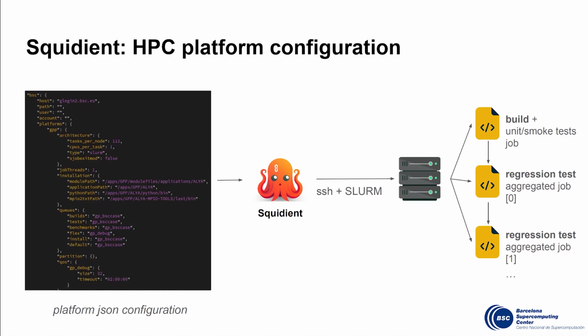And we connect using SSH, and we need Slurm on the platform to make the thing work. So we generate different kinds of jobs: jobs for building, running the unity and smoke tests, and jobs for running the regression tests.